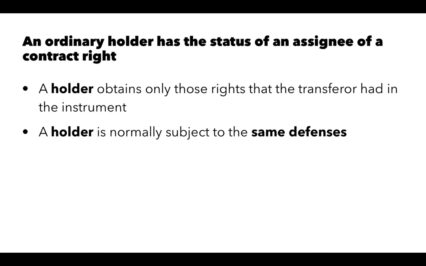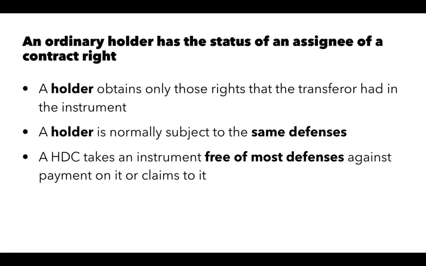And a holder is normally subject to the same defenses, just as an assignee would. So any defense that could be asserted against the transferor can be asserted against the subsequent holder of the document. Things like fraud or failure to honor a check. A holder is ordinarily subject to those same defenses. A holder in due course, however, which we often abbreviate HDC, takes an instrument free of most defenses against payment on it or claims to it.